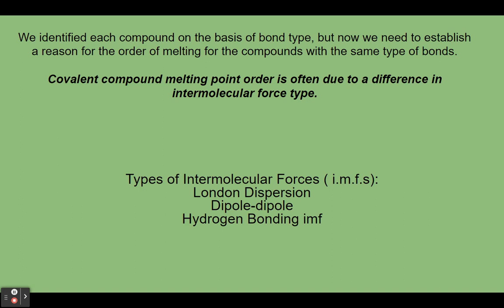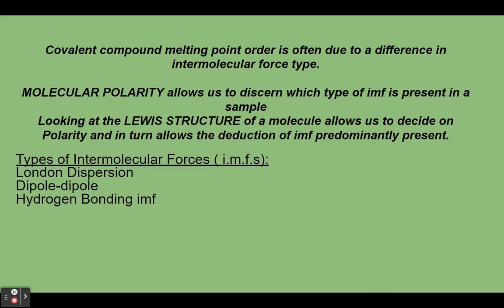Covalent compound melting point order is often due to a difference in intermolecular force types. The types of intermolecular forces are London dispersion, dipole-dipole, and hydrogen bonding. Since covalent compound melting point order is often due to the difference in intermolecular force type, we have to investigate what is taking place. What is it that's causing the difference?